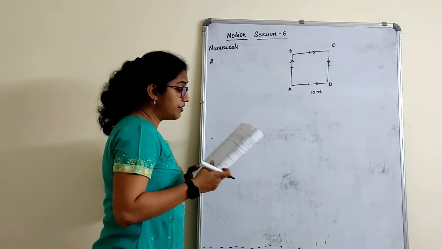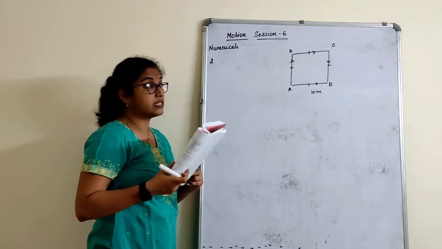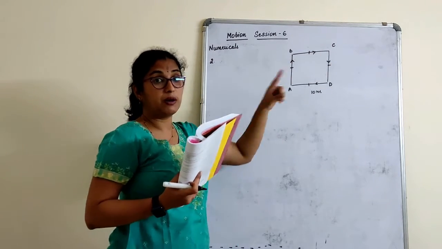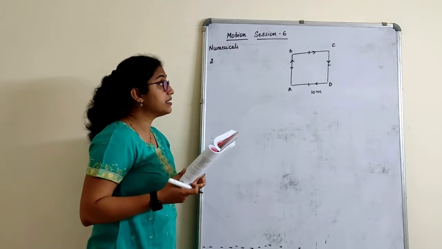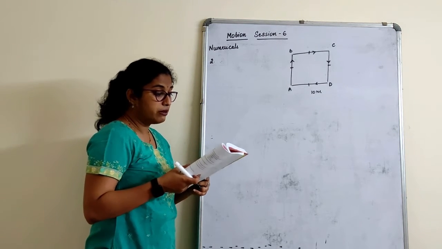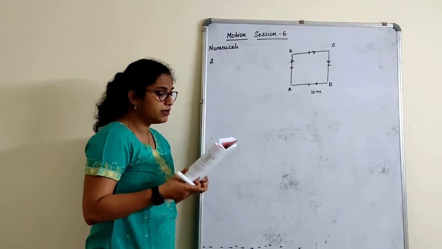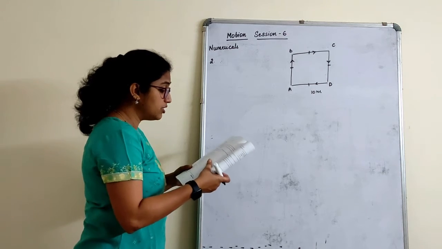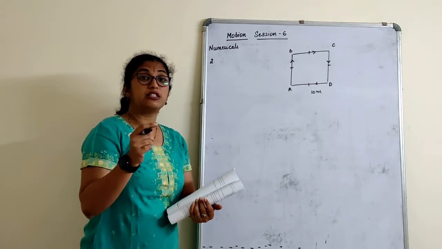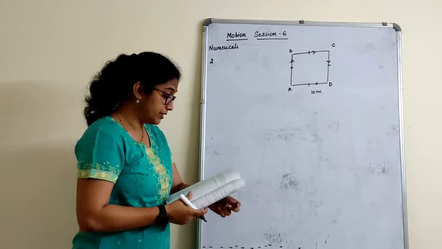The farmer moves along the boundary of a square field of side 10 meter in 40 seconds. That means he can move around the boundary of this field, with 10 meter as a side, in 40 seconds. What will be the magnitude of displacement of the farmer at the end of 2 minutes 20 seconds from his initial position? Magnitude of displacement. Displacement is the shortest distance between the initial and final position of the body.